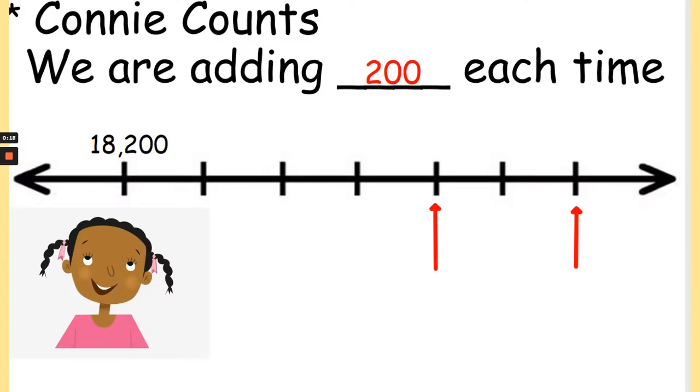So we are starting with Connie counts and we are adding 200 each time. So if you look, Connie starts with 18,200 and you need to add 200 each time. What I want you to focus on is the two arrows, what those specific numbers would be. Pause the video now and work out your answer.